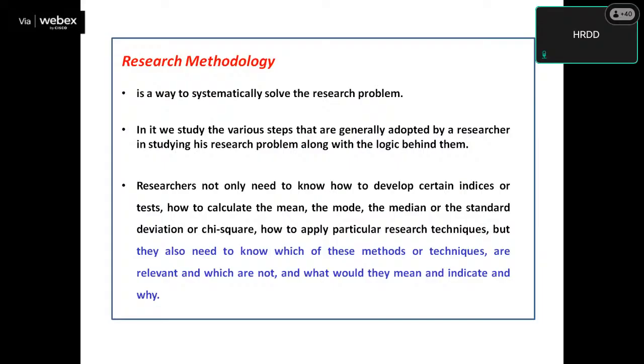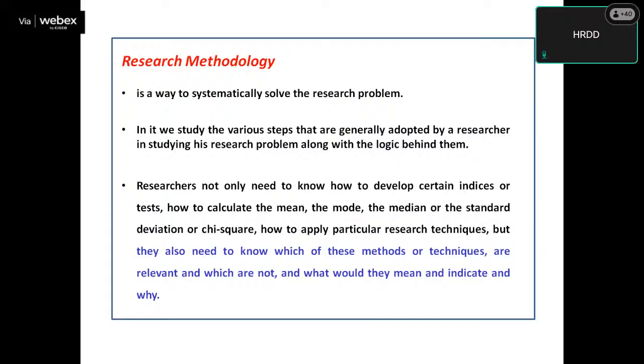But here, those come under methodology. They also need to know which of these methods or techniques are relevant and which are not, and what they would mean and indicate and why. Okay, so somebody doing research on removing arsenic from groundwater will definitely not find out some other metal, right? Iron in groundwater. That does not come under his purview. So research methodology will tell you that.